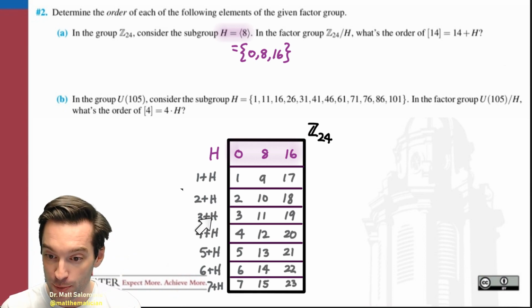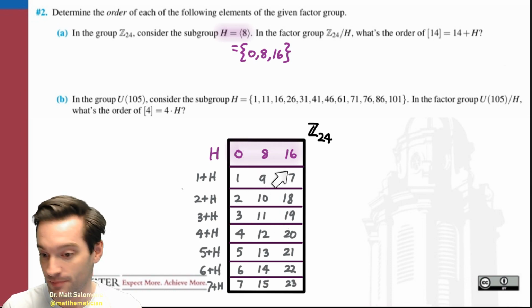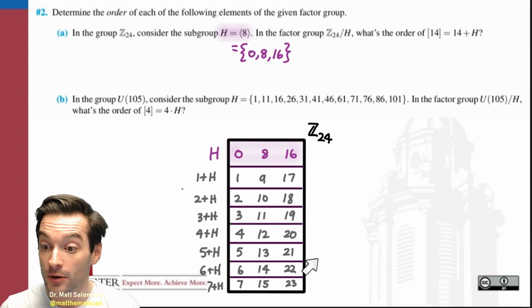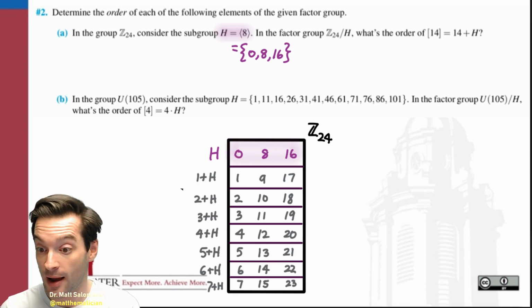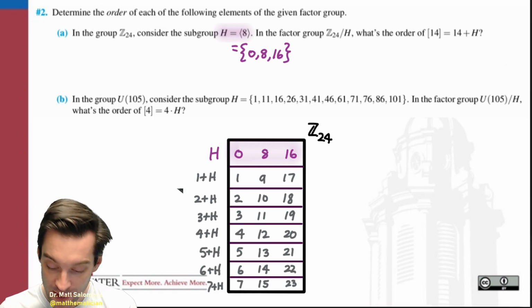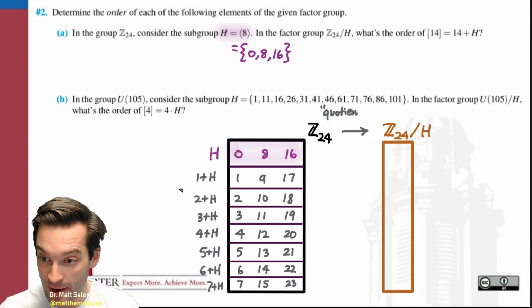For example, 3 plus H is going to be 3 plus 0, 3 plus 8, and 3 plus 16, and so forth. So all 24 of the elements in this additive group Z24 can fall into this nice row by column table. And why I like this table, of course, is that now it makes it easier to understand where the factor group is coming from.